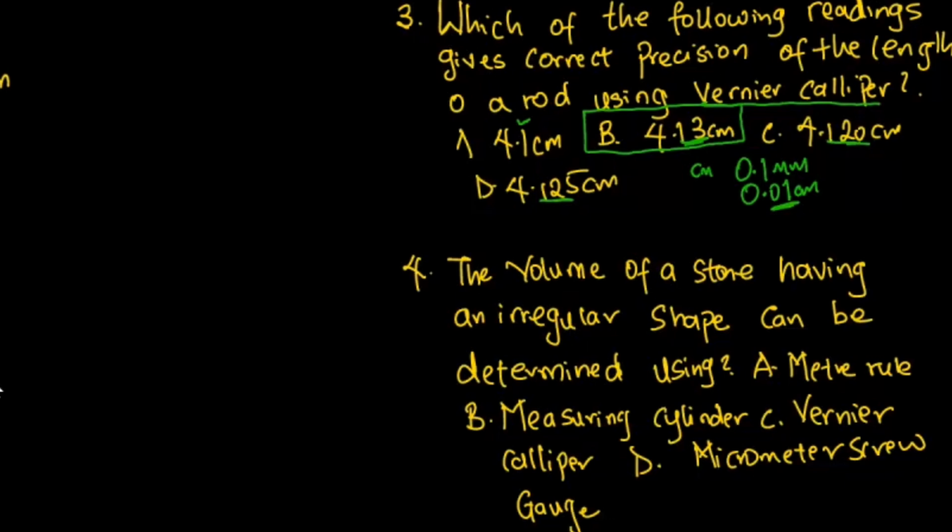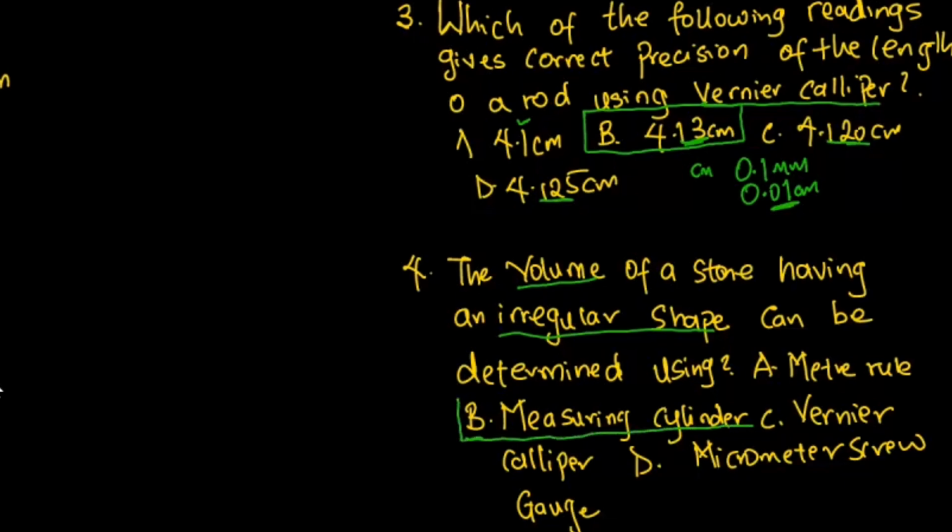Then the fourth question says the volume of a stone having an irregular shape. So 2 keywords here: volume, secondly irregular shape, can be determined using, now if you remember, we said the volume of a regular shape has a known length. You can measure the length, breadth and height. For that you can simply use the formula for volume, which is length times breadth times height. But for an irregular shape we use what we call a measuring cylinder or a Eureka can.